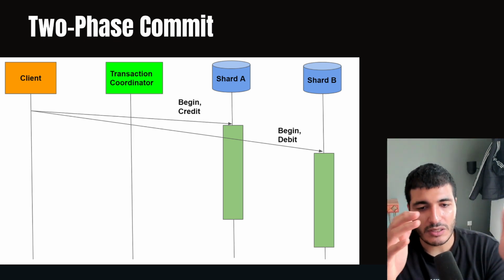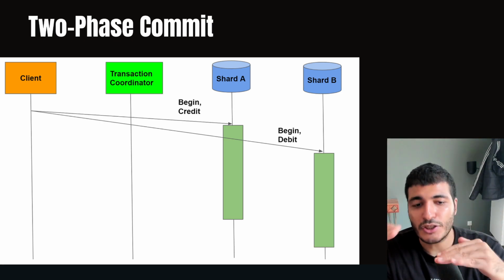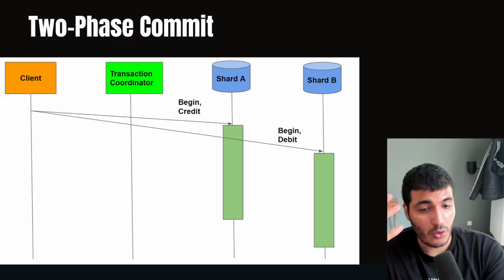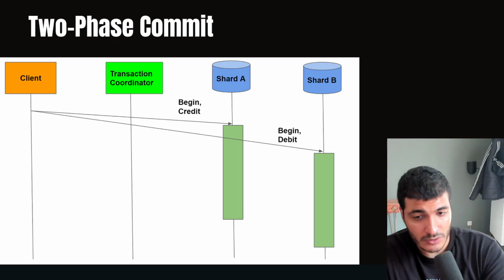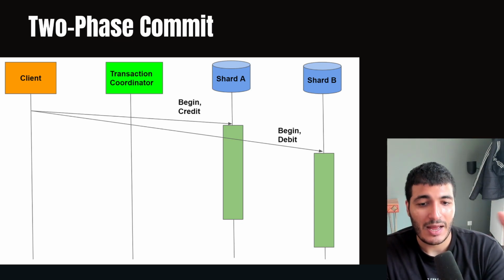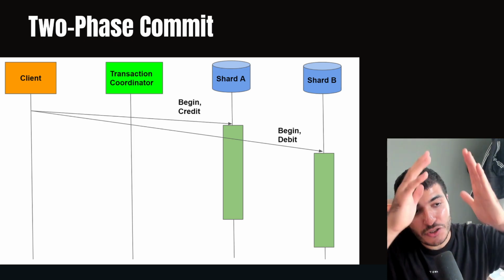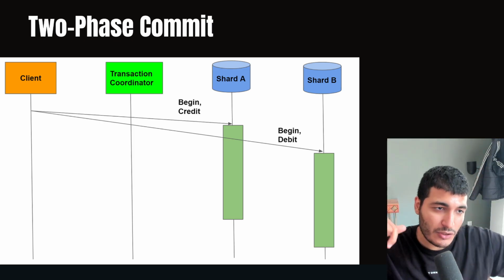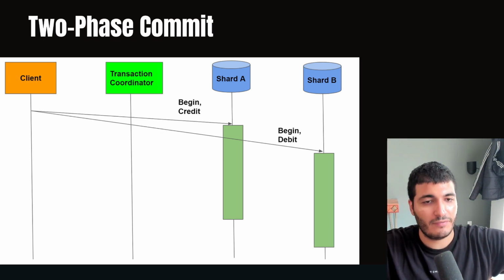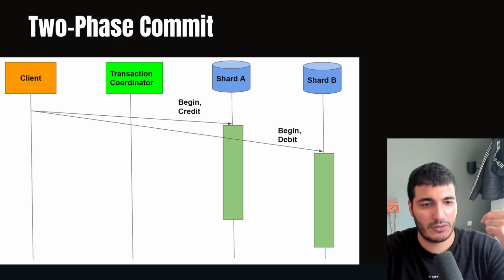If the coordinator receives yes from all participants, it sends a commit request to all. Each participant then commits its changes. If any participant responds no, or if the coordinator times out, the coordinator sends a rollback request to all participants and they undo their changes. So they make changes, they don't commit, they send yes to the coordinator. When the coordinator receives yes from all, it commits. If not, it will send a rollback request.